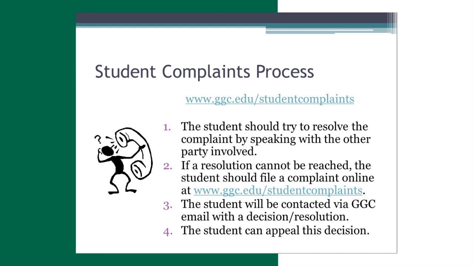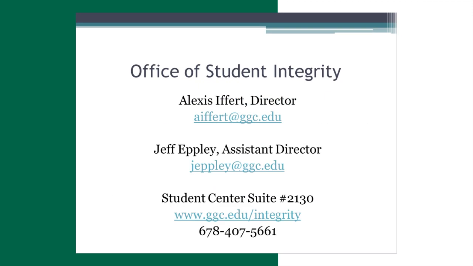Should you disagree with the decision that is made during your time at GGC, you should first try to resolve the issue by speaking with the individual who made the decision. If a resolution cannot be reached through that conversation, you should file a written complaint online. You will then be contacted via your GGC email account with a decision. You then have the right to appeal this decision. Please refer to the policy with any questions.